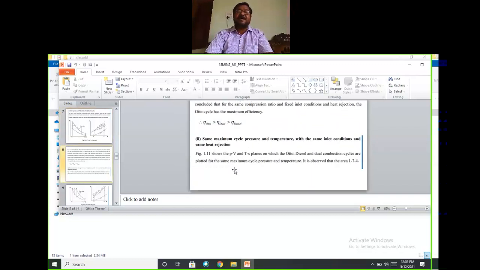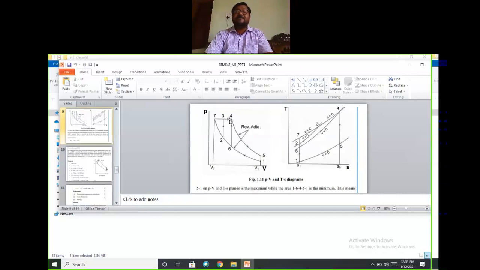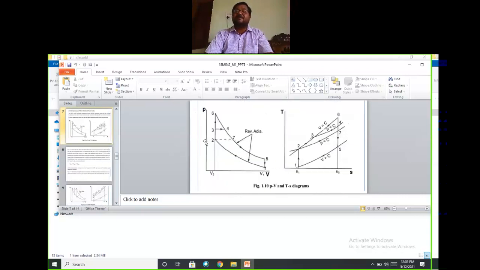The comparison may ask for the same maximum pressure and temperature. For the same maximum pressure and temperature, you must write the diesel cycle. For the same compression ratio with the same inlet conditions, you must write the Otto cycle while starting the comparison. You must remember this very carefully.